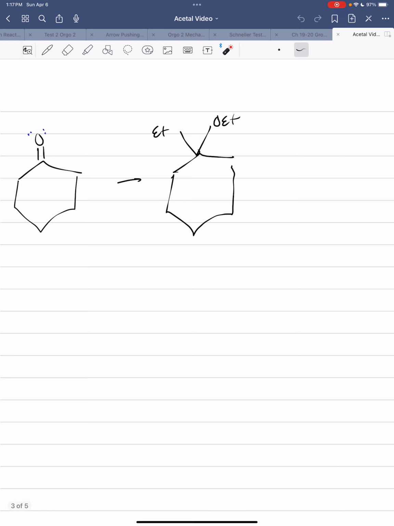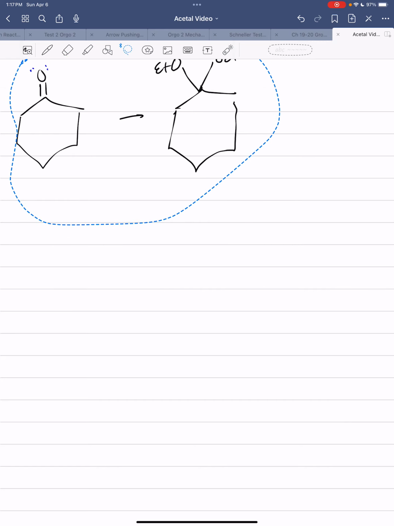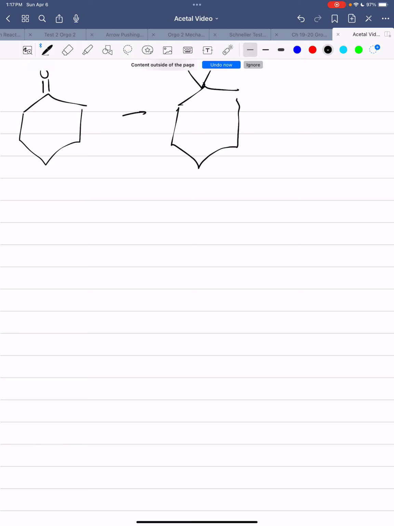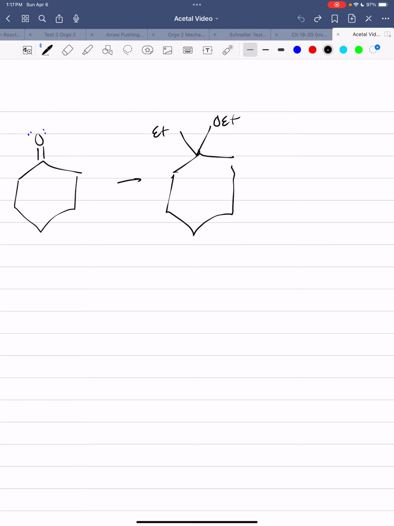So here, let's start with this cyclohexane with a ketone at the top of it. And let's try to get to this acetal. I guess we should show this O right here. So I'm gonna get this, let's maybe move this up a little bit like that so we can show all the steps.